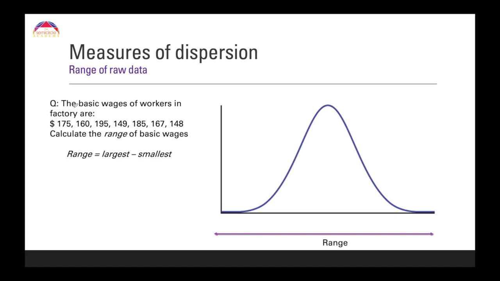What we have here, we have the basic wages for workers in a factory. How many workers are we dealing with? 1, 2, 3, 4, 5, 6, 7. And we have the basic wages for these workers, right? So calculate the range, right? Now the range in this case is really, really simple. It's just the largest value minus the smallest value, right?